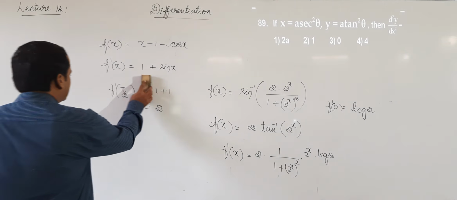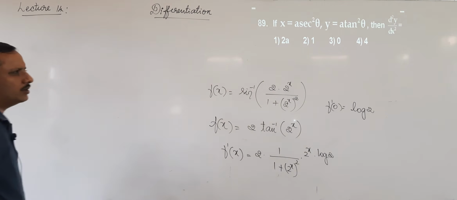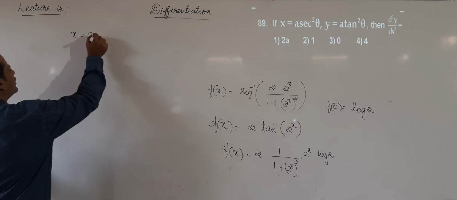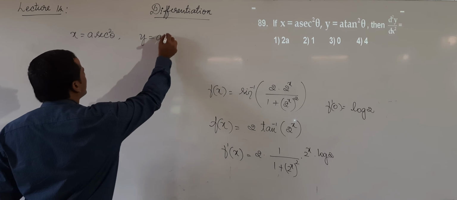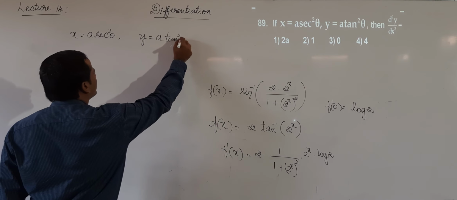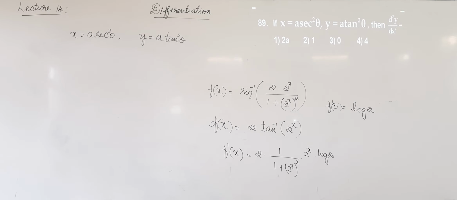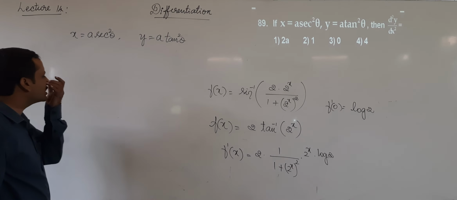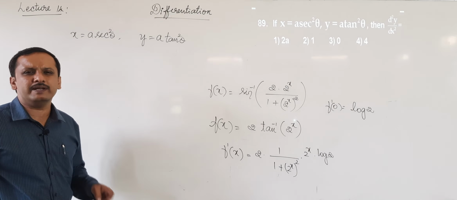89th question. Okay, last question on this chapter. If x equal to a secant square theta, and y is equal to a tan square theta, then what is d square y by dx square? Okay, I can solve this by two methods. One is the actual method. Here the functions x and y are expressed in terms of the third variable theta, the parameter theta.